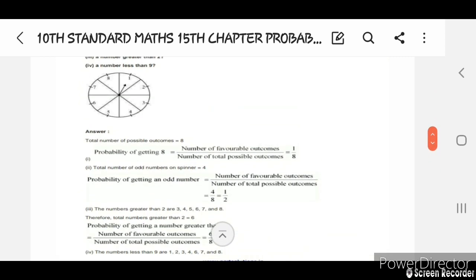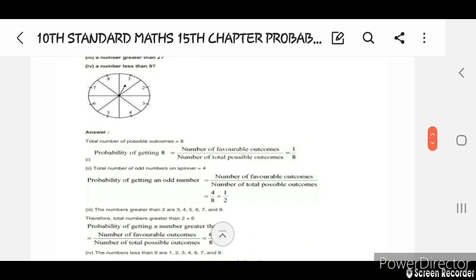Okay. Next question. Probability of getting an odd number. Odd numbers are 4 by 8, because in 8 numbers, 4 are odd numbers and 4 are even numbers. They are asking odd numbers, so it is 4 by 8. When you divide it, you will get 1 by 2. So therefore 1 by 2 is the probability of getting an odd number.